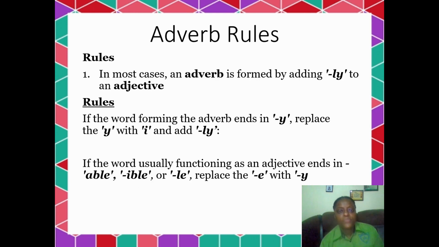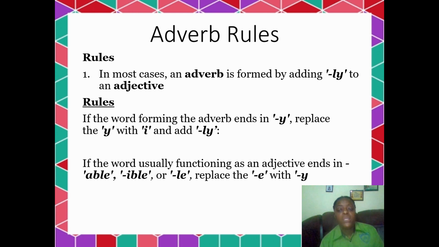Adverb rules. In most cases, an adverb is formed by adding ly. So this would take us into the spelling rules. In one previous lesson, we did suffixes, and we looked at adding suffixes that begin with vowels to words that end with y. There we learned that we would change the y to i and add the suffix. This is a similar rule. Whenever we are adding ly to a word that ends in y, we change the y to i and then we add the suffix ly.